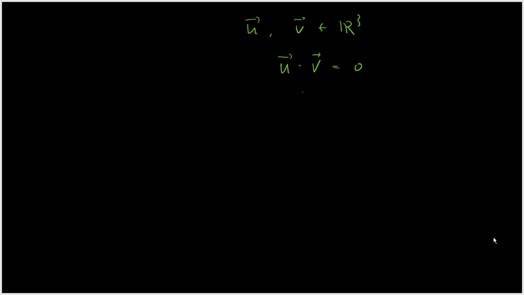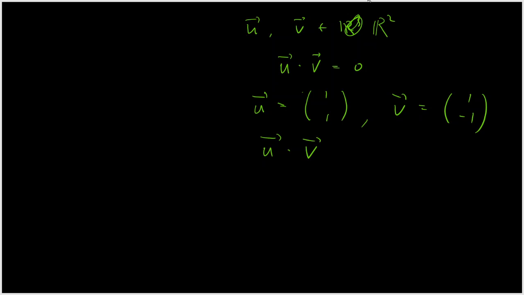Okay. So now let me try to show you what I mean in the R2 case. Perpendicular? Perpendicular is right. Now let me show you two particular vectors. Let's say u is 1, 1, and v is the vector 1, negative 1. In this case, the dot product of the two vectors is equal to the number 0, right?